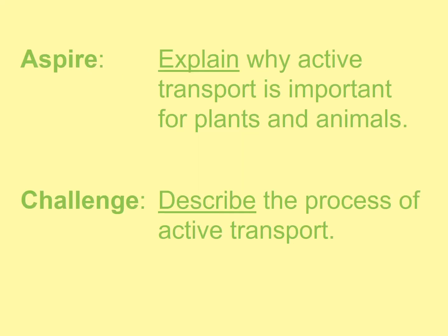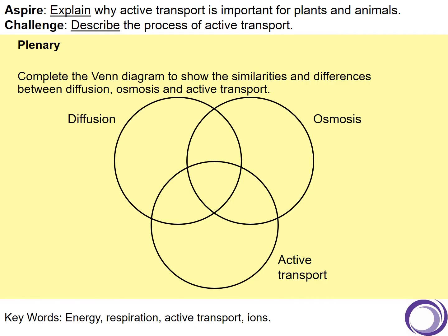So that should be the challenge done, which was the early part of the lesson, describing the process of active transport, and the Aspire done, as long as you managed those Google questions. So, explain why active transport is important for plants and animals. Now this might just be a better way of doing your revision cards, or just noting some stuff down. There's a Venn diagram. This is where you would show the similarities, which would be the crossovers, and the differences between osmosis, diffusion, and active transport. So if you haven't got those, draw 3 circles.